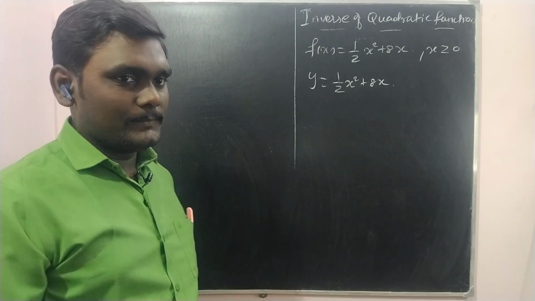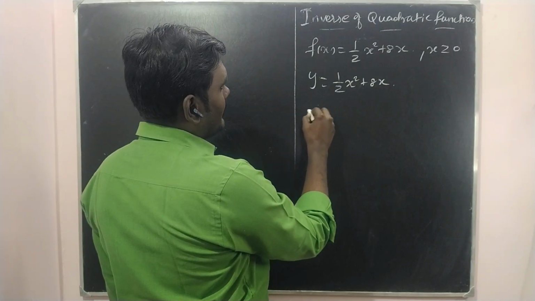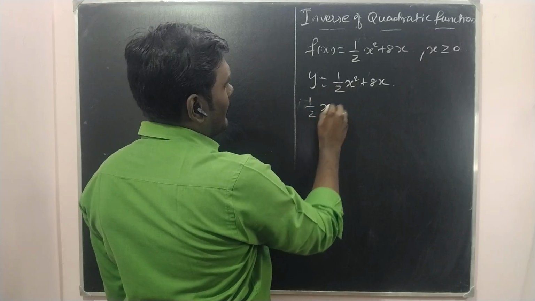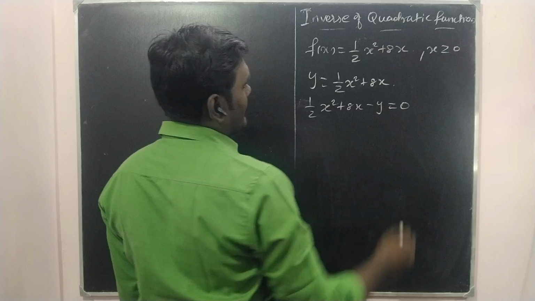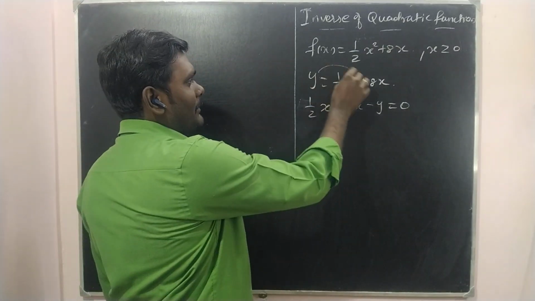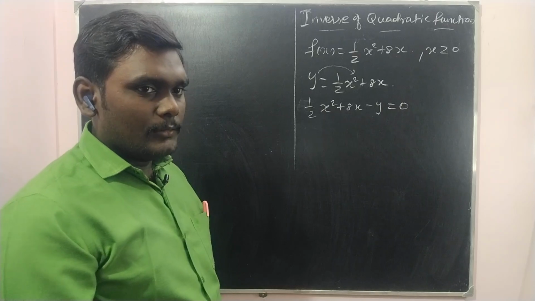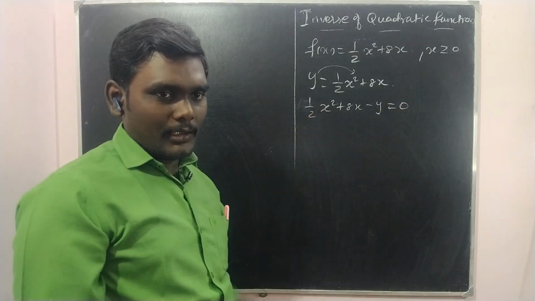Simply transpose things. This can be represented as 0 equals 1 by 2 x square plus 8x minus y. What I did was simply transpose this y to the other side, equated to 0. Now, to get the value of x, we have to solve this quadratic equation.